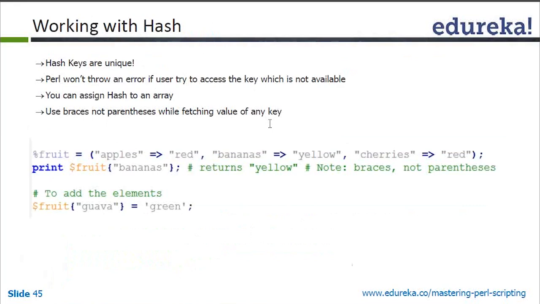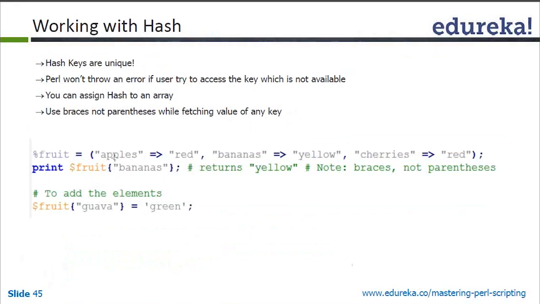You can assign a hash to an array. This is also possible, as we can assign an array to an array. Use braces, not parentheses, while fetching the values of a key. So how do we print each element of a hash? First, as Rahul asked, do we need to specify the index, or can it be anything? Yeah, it can be anything, but it should be unique.